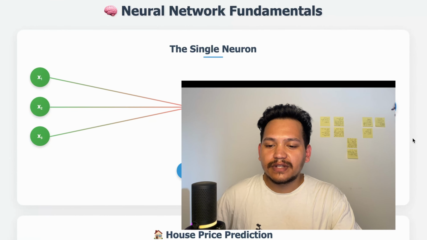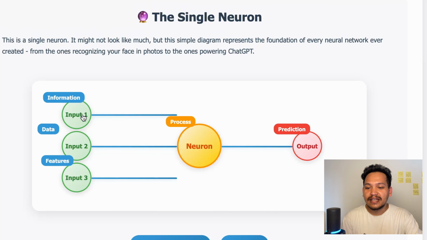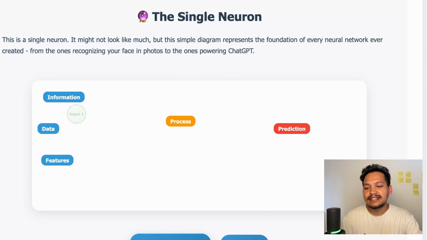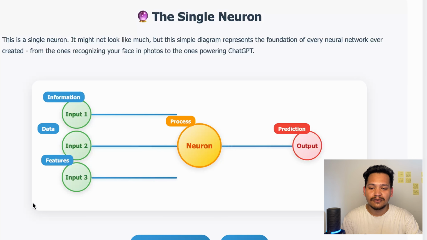We are starting with the absolute basics. What is a neural network? And to understand that, we need to understand just one neuron. Not a network, not layers, just one single neuron. Because once you understand this building block, everything else makes sense. This is a single neuron. It might not look like much, but this simple diagram represents the foundation of every neural network ever created, from the ones recognizing your face in photos to the ones powering ChatGPT.